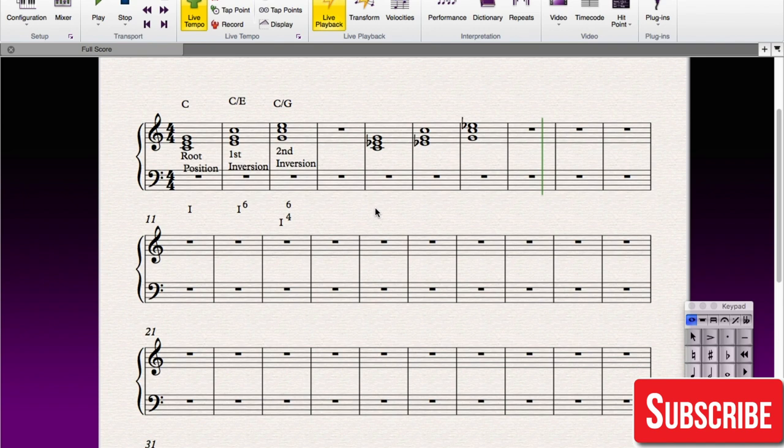Now, for minor chords, the first chord in a minor key will be written again as one, but it should be written in lowercase. And then the first inversion will have a six, just like this, and the second inversion will have a 6-4. Now, with the chord symbols, there are two ways of doing this.